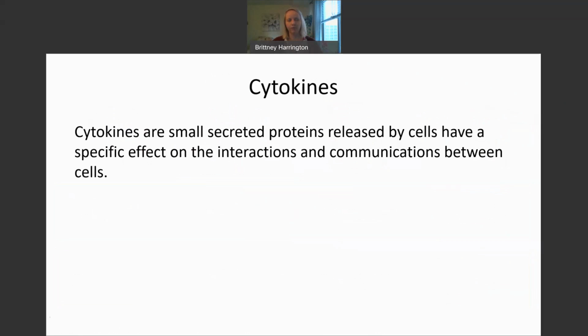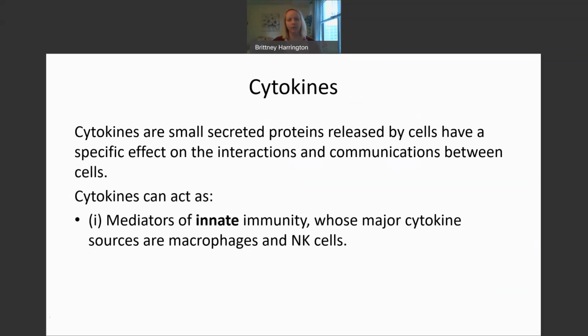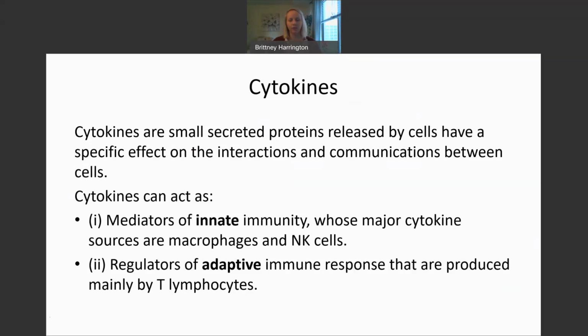So I want to go briefly over cytokines and particularly highlight a couple that are useful in therapy. Cytokines, as Dave also covered, are small secreted proteins, and they're released by many different cell types, not just immune cell types. They have a specific effect on interactions between different cell types, and can also be a mechanism of communication between different cell types. In terms of the immune system, they can be mediators of innate immunity, and the major cytokine sources in innate immune cells are macrophages and natural killer cells, but they can also regulate the adaptive immune response. But this is mainly when they're produced by T cells, T lymphocytes.